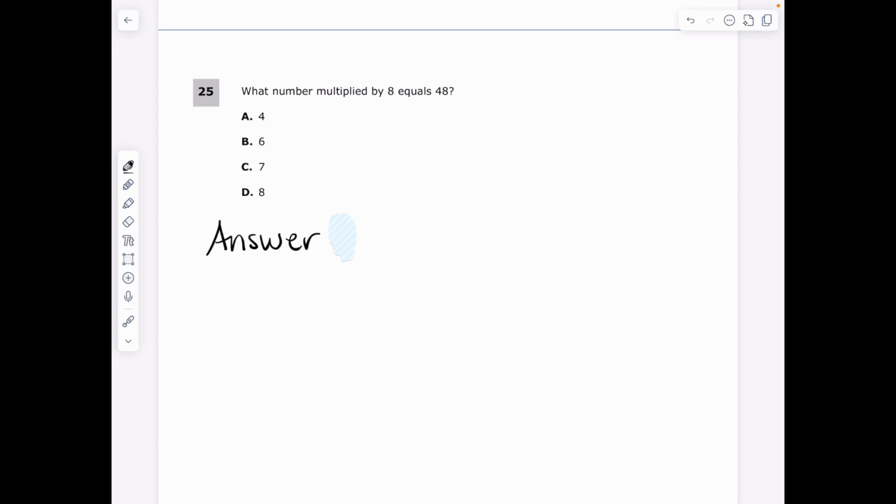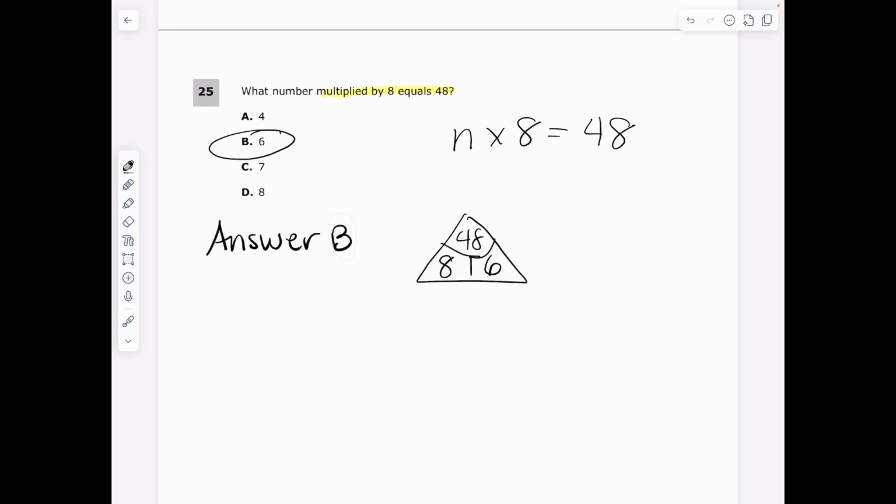Number 25, the answer for this one is B, and it's just a fact family one. What number multiplied by 8 equals 48? So I know that some number times 8 equals 48. There are different ways to think about this. For some of us, it literally just is our fact families. Like, you know that 48 can be made if I did 8 times 6. So some of you just know the fact family for this. Some of you might have also thought you could also just divide. 48 divided by 8 gives us 6.